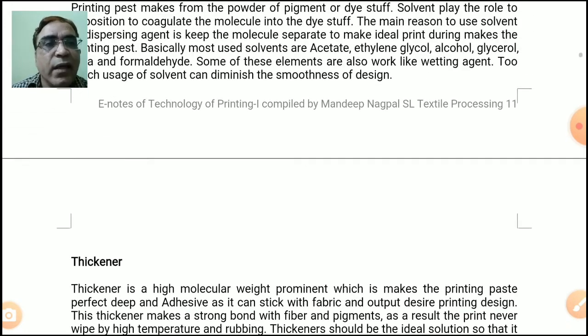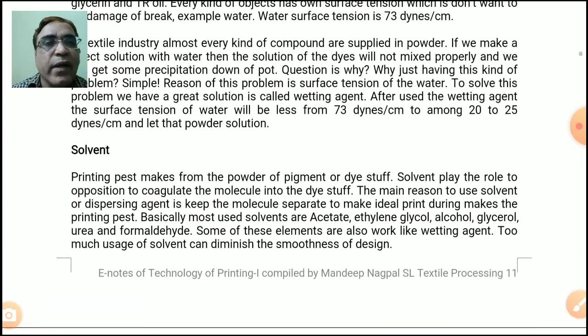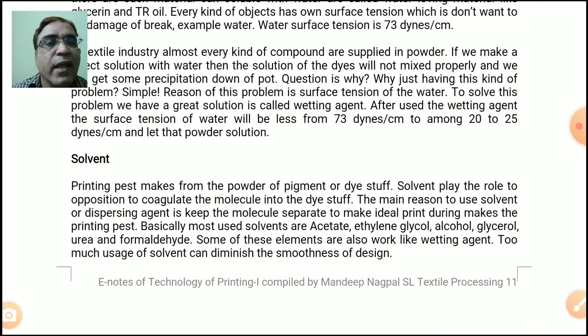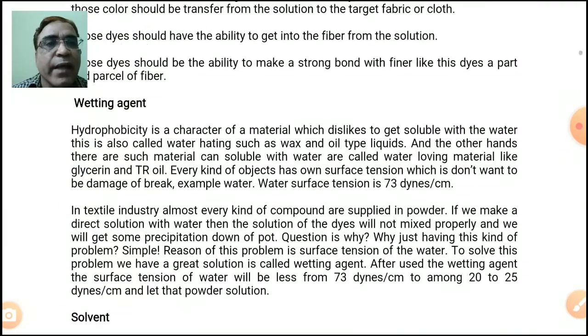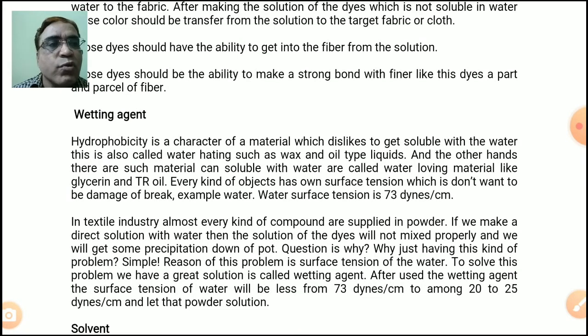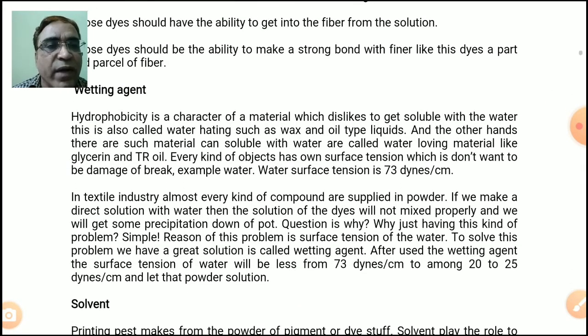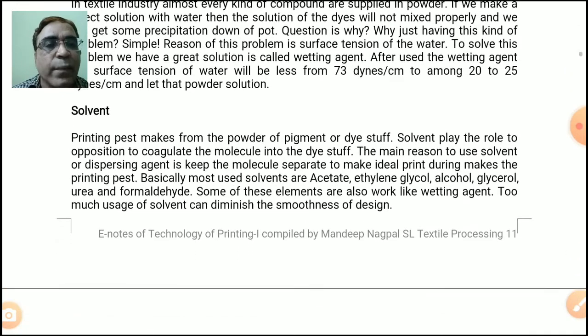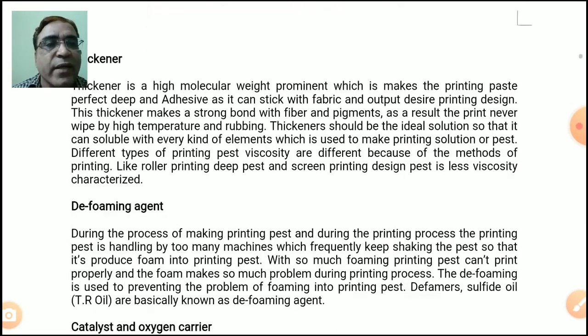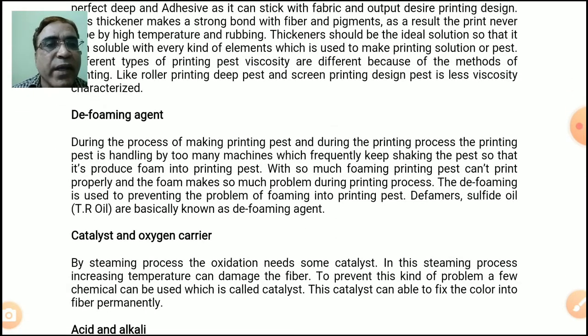Along with dye, we add different chemicals like acids or alkalis, and then we add assisting agents, meaning auxiliaries like a wetting agent. Wetting agent is also used to dissolve the dye, and solvents, which we add in the printing paste so that our dye is uniformly distributed. Defoaming agent so that no foam forms, and catalyst to increase the rate of printing.